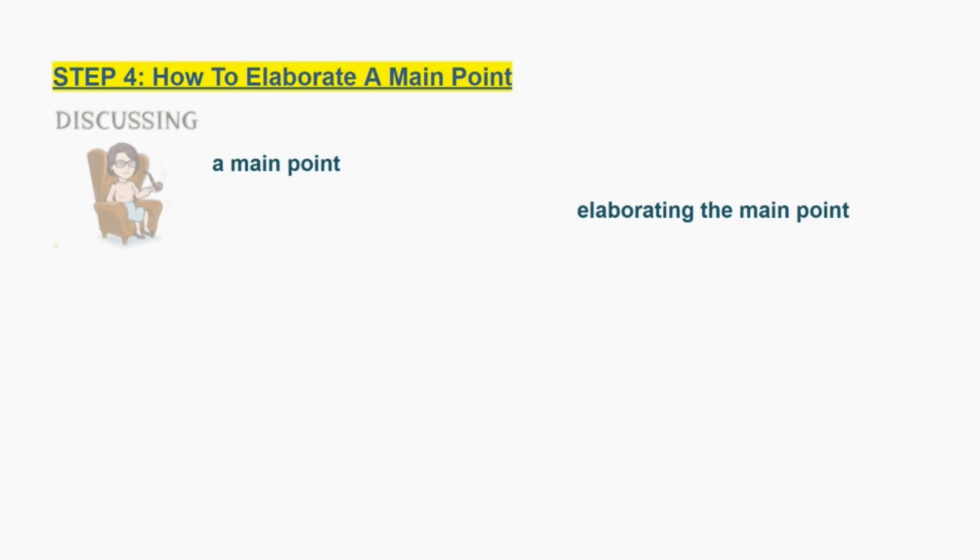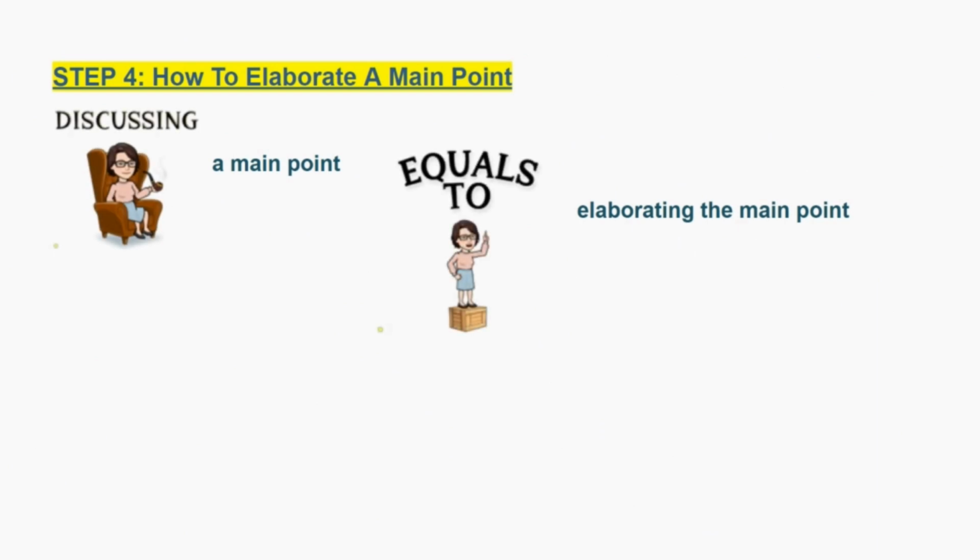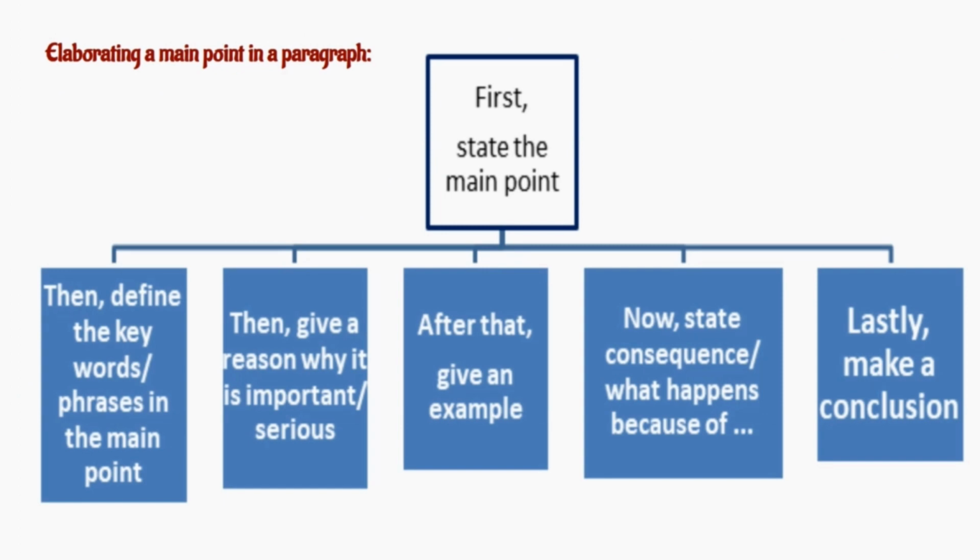Step 4. How to elaborate a main point. Elaborating a main point in a paragraph. In this lesson, students will try to construct 6 sentences in a paragraph when elaborating a main point. The first sentence states the main point. What is it about? Sentence 2, define the keywords or phrases in the main point.